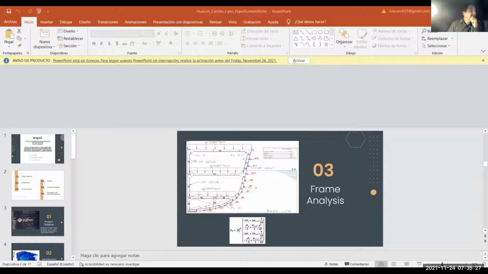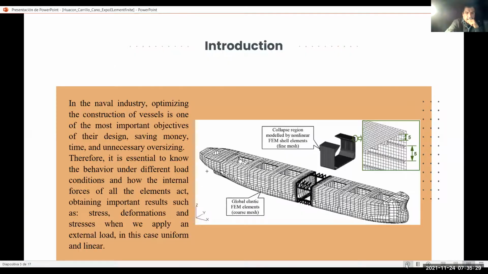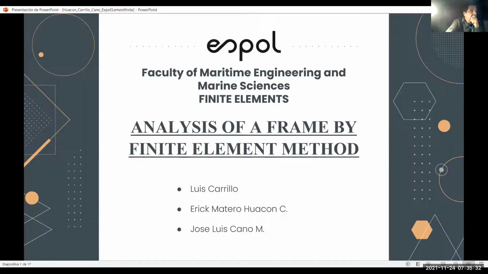You can share the screen, people, group 10, Carrillo, Wacon, and Luis Cano. Okay. You tell me when you're ready. Okay, doctor. You ready, Cano? Yes. Are you ready? Okay, go on. Un momento.